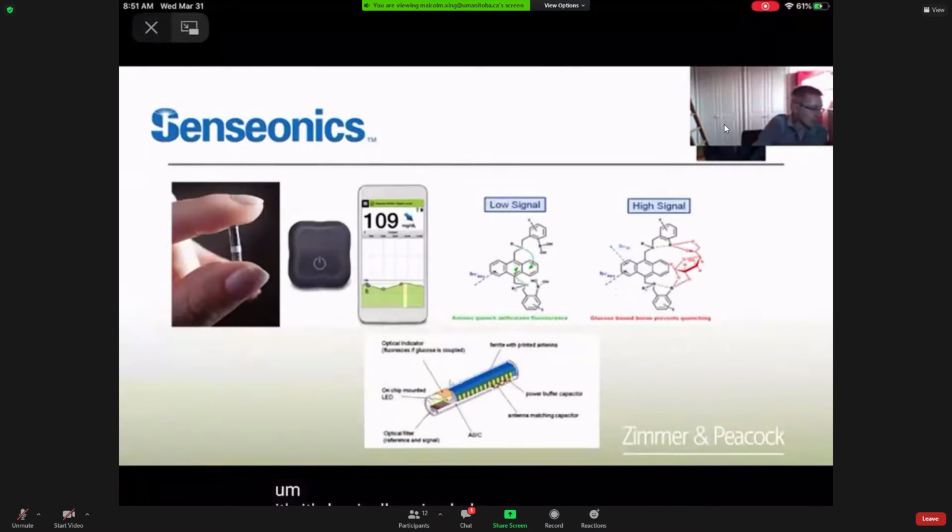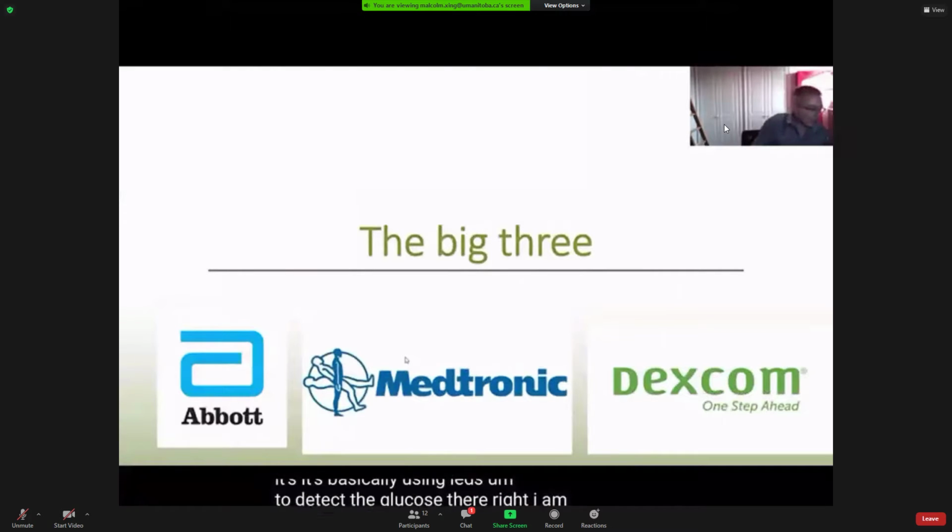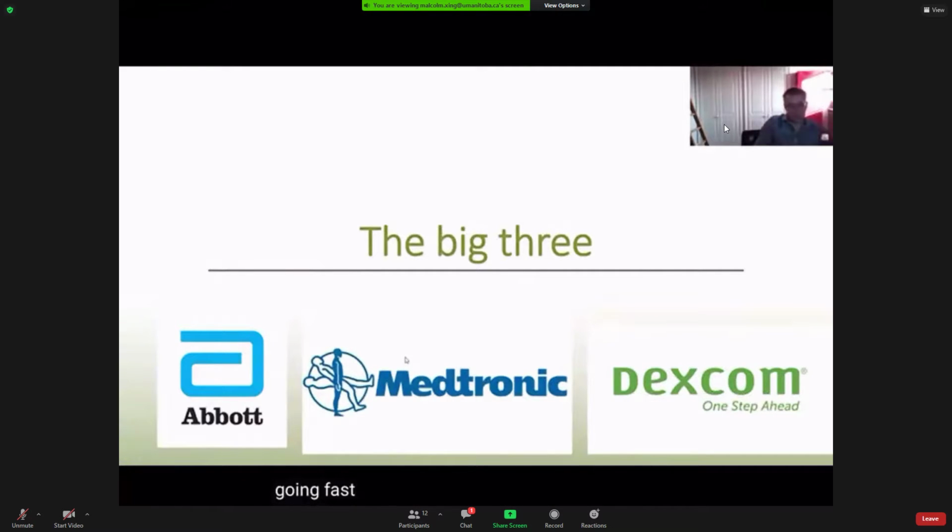It's basically using LEDs to detect the glucose there. Right, I am going fast. So the big three in continuous glucose monitoring are Abbott, Medtronic, and Dexcom.